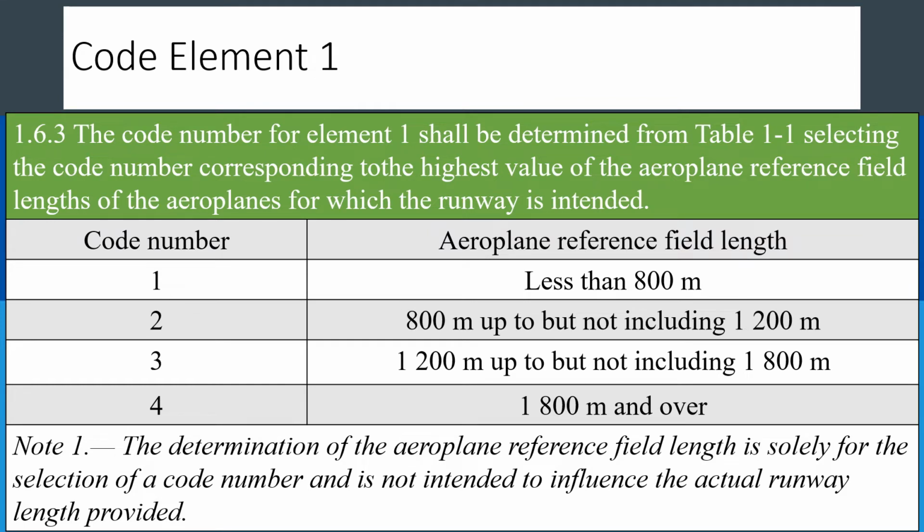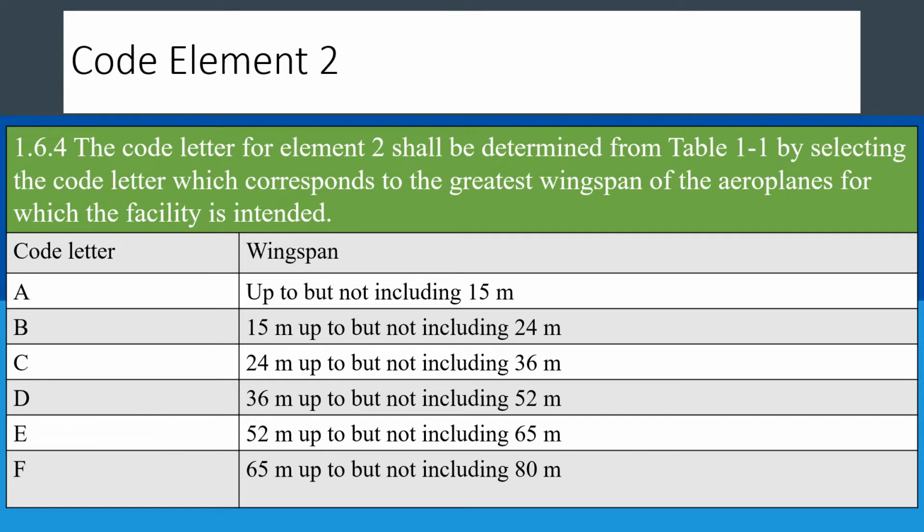Code element 1. So we have code 1, code 2, code 3, code 4. Which one applies to your aerodrome? Remember to use a comment to tell me the code number in code element 1 that applies to your aerodrome. So let's look at code element 2.